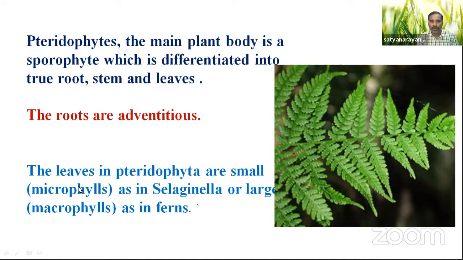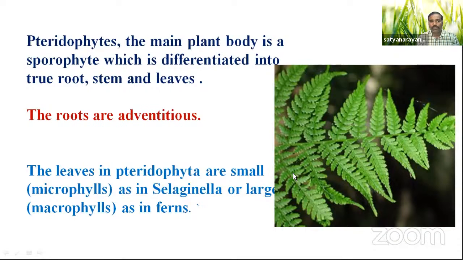The smaller leaves are called microphylls. The microphylls are present in Selaginella. The larger leaves are called macrophylls. Examples of macrophylls are ferns. So in the stem, two types of stems are present, the fertile stem and non-fertile stem, and two types of leaves are also present, microphylls and macrophylls.